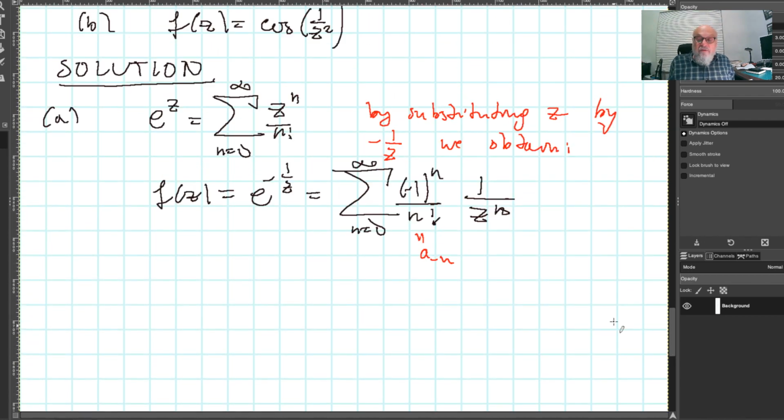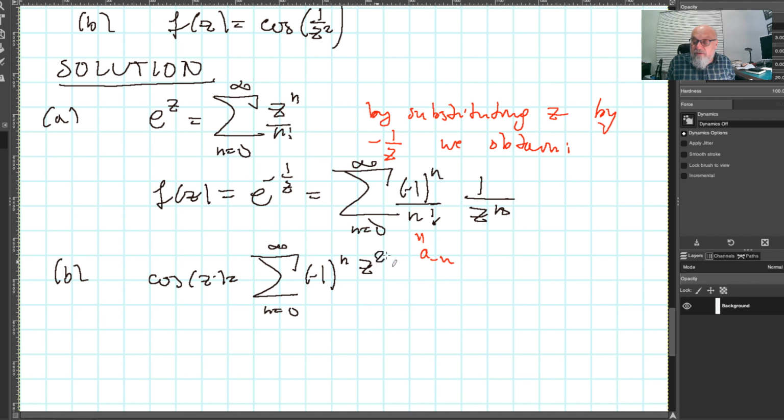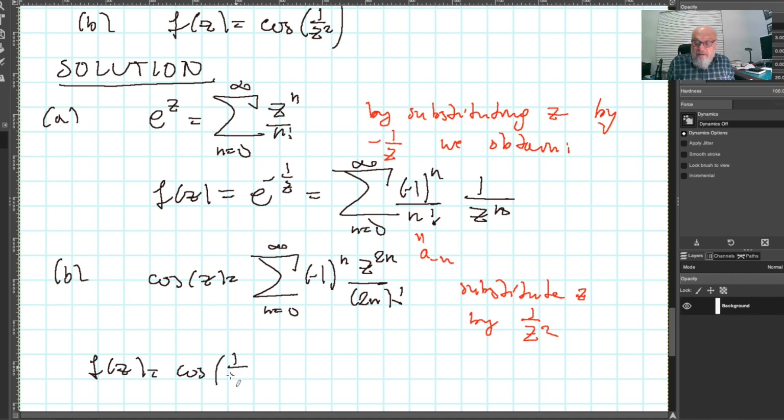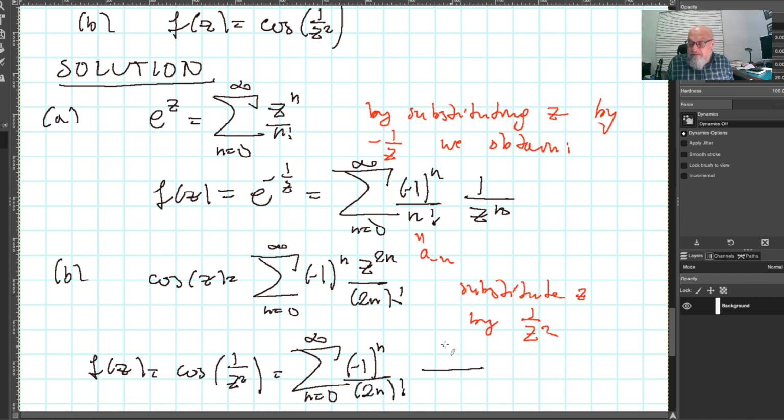In a similar way, to solve (b), I take cosine of z, and I know the power series expansion of this: the sum of (minus 1) to the power n, z to the power 2n, divided by (2n) factorial. So now, again, by substituting z by 1 over z squared, we obtain that our f of z, which is equal to cosine of 1 over z squared, equals the sum from n equals 0 to infinity of (minus 1) to the power n divided by (2n) factorial, and the powers are negative.